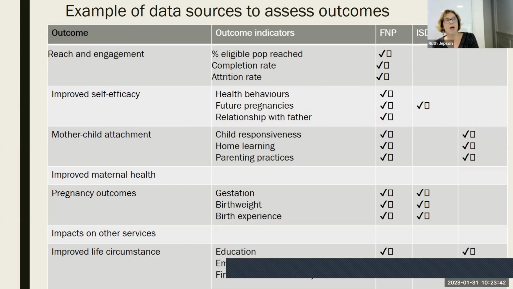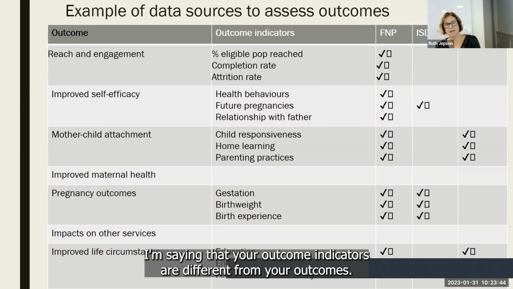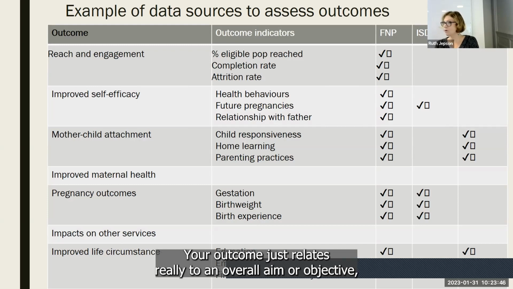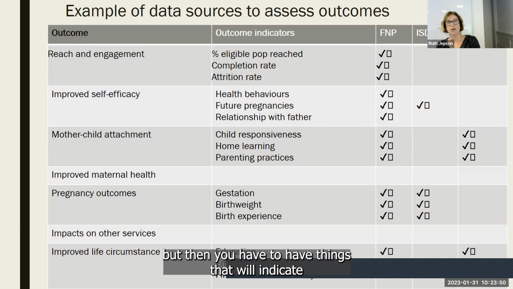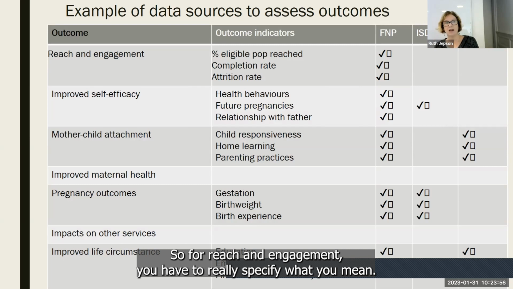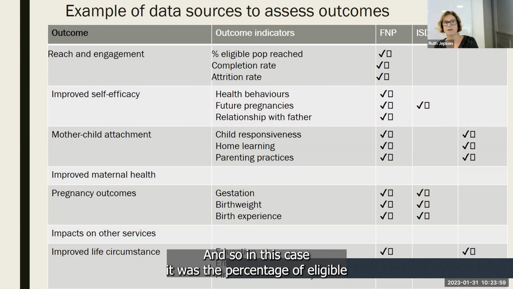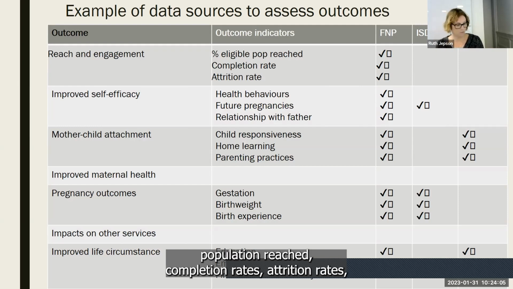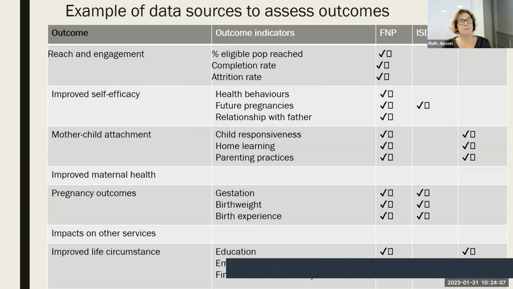And this is where I'm saying that your outcome indicators are different from your outcomes. Your outcome just relates really to an overall aim or objective, but then you have to have things that indicate that you've achieved that outcome. So for reach and engagement, you have to really specify what you mean. So in this case, it was the percentage of eligible population reached, completion rates, attrition rates.